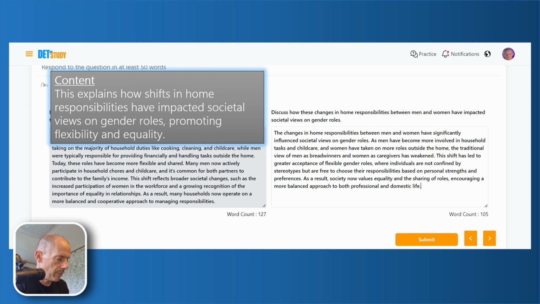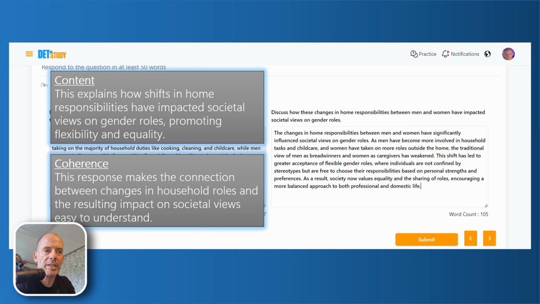We know that words like flexibility, equality, adverbs are B2 level words, so they score well in the CEFR scale. If you don't know what that is, check out that video up top there. This response makes the connection between changes in household roles and the resulting impact on societal views. We have to talk about society. Easy to understand. Let's check AI.